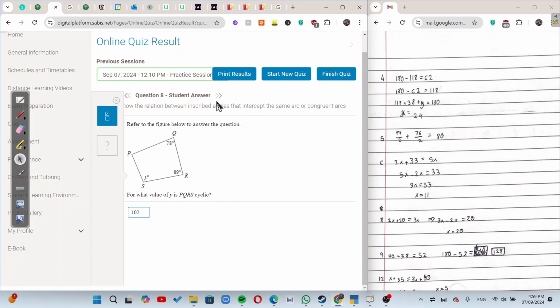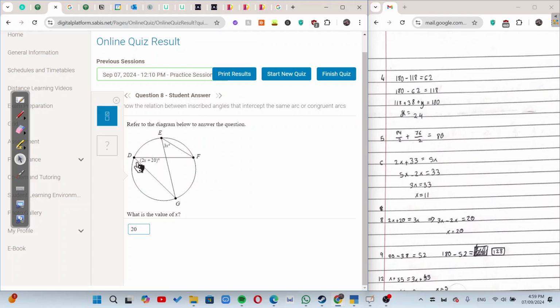So next question. Like I said, a lot of these questions. So 2x plus 20 equals 3x. Just rewrite it again. 3x minus 2x equals 20, which means x equals 20. So now next question.